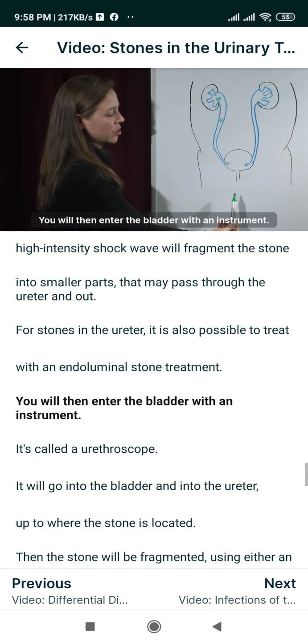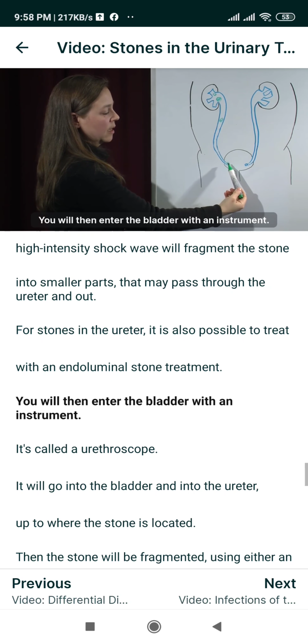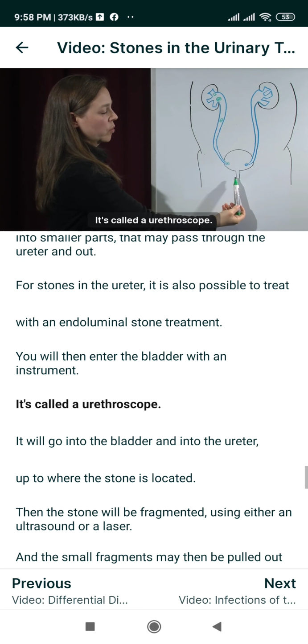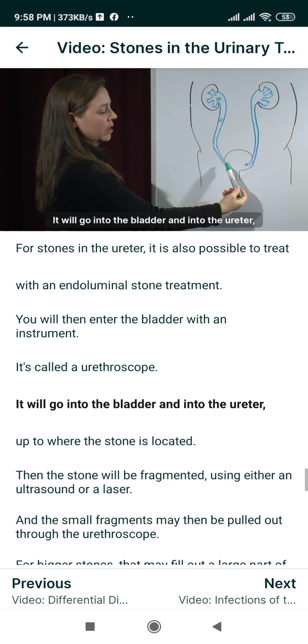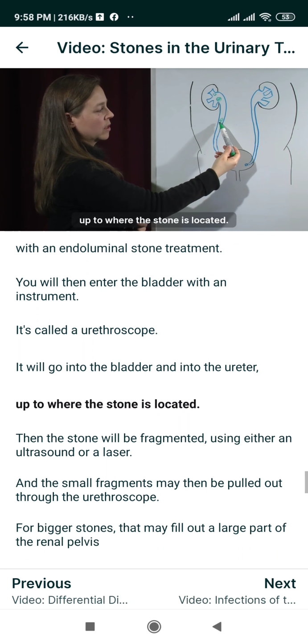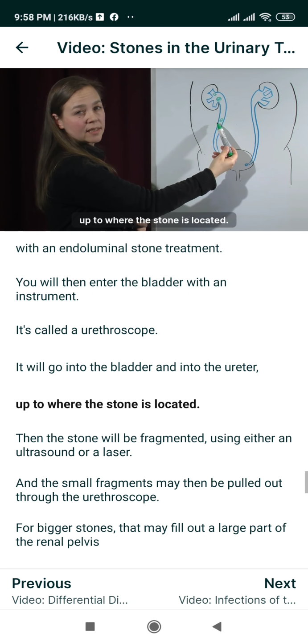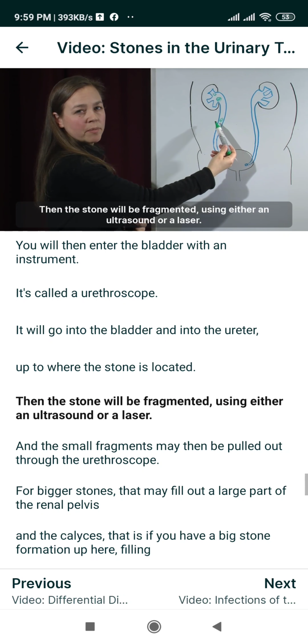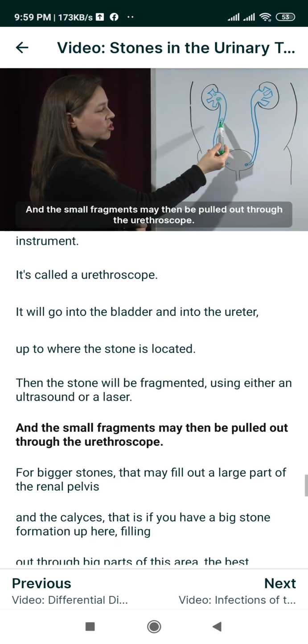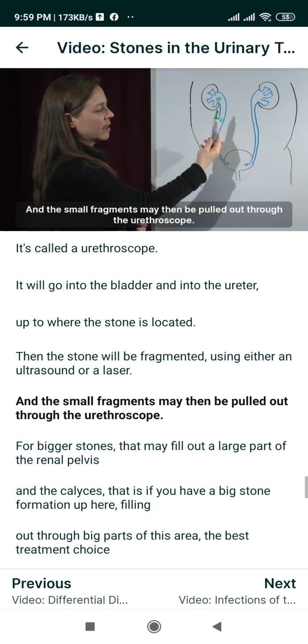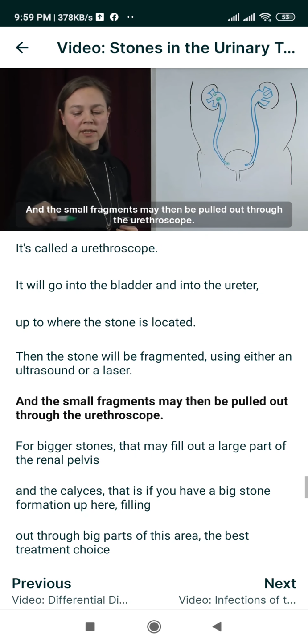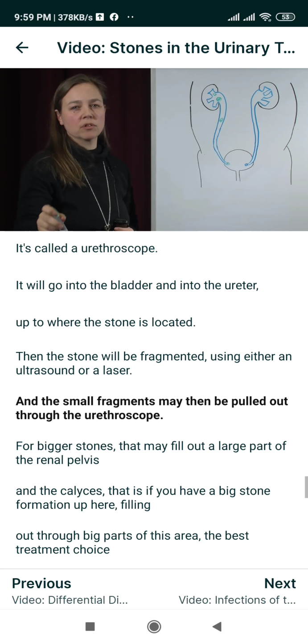For stones in the ureter, it is also possible to treat with an endoluminal stone treatment. You will then enter the bladder with an instrument. It's called a ureteroscope. It will go into the bladder and into the ureter up to where the stone is located. Then the stone will be fragmented using either an ultrasound or a laser, and the small fragments may then be pulled out through the ureteroscope.